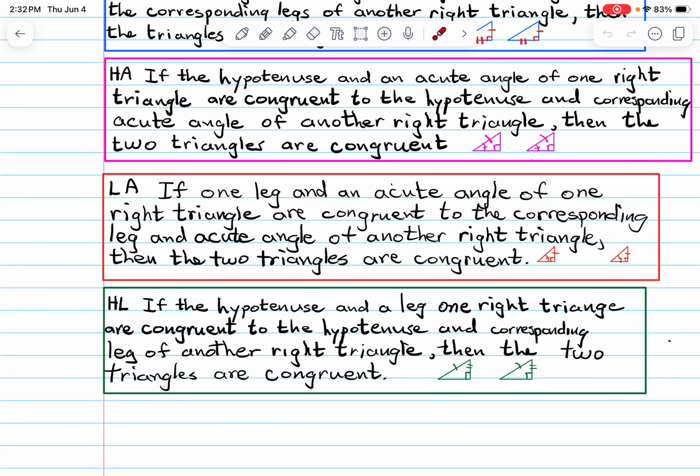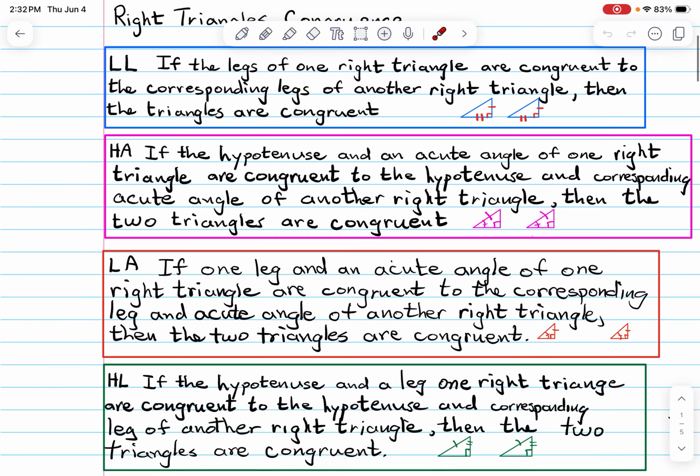Now the hypotenuse leg: if the hypotenuse and a leg of one right triangle are congruent to the hypotenuse and corresponding leg of another right triangle, then the two triangles are congruent. So hypotenuse leg, and you can see that here. Hypotenuse, and then one of the other legs is congruent. So you can see these are just special cases.